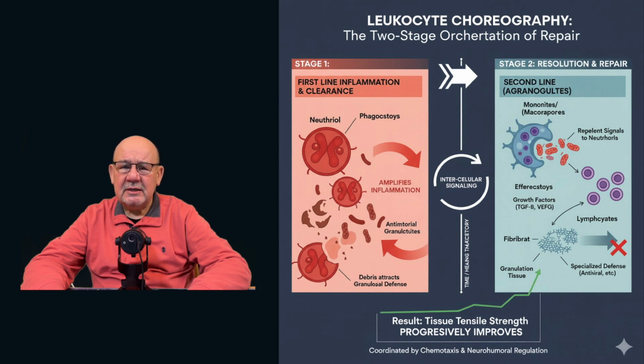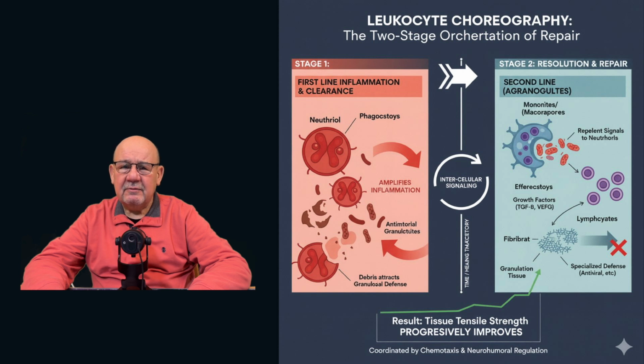This initial activity, however, also amplifies early inflammation. Second line, agranulocytes. Lymphocytes and monocytes follow, differentiating into macrophages and effector cells. Monocytes are a substantial precursor population in many contexts that contribute significantly to the pool of mobile fibroblast-like cells, fibrocytes.